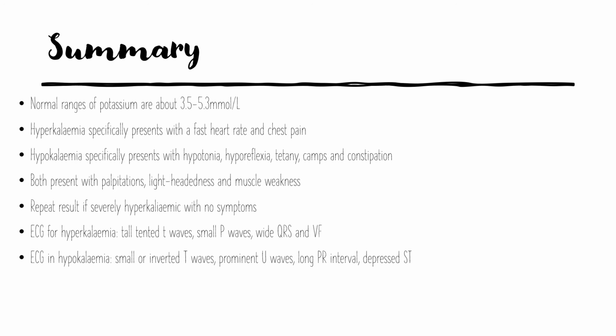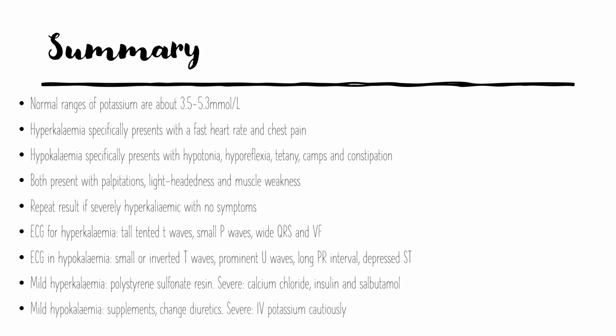Mild hyperkalemia should be treated with polystyrene sulfonate resin, but severe should be treated with calcium chloride for cardioprotection, insulin, and salbutamol. Mild hypokalemia should be treated with supplements, as we know, and potentially a change in diuretics if this is the leading issue. If you're treating severe hypokalemia, you give IV potassium cautiously. You don't want to cause hyperkalemia.